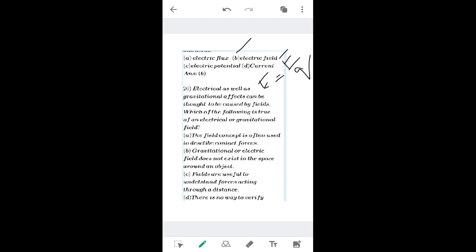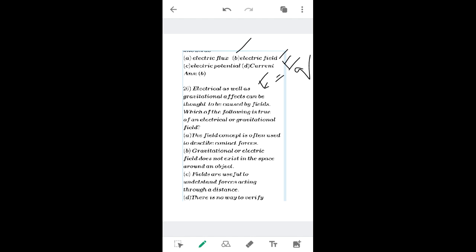So let us go to the 26th question. Electrical as well as gravitational effects can be thought to be caused by fields. Which of the following is true for an electrical or gravitational field? They have given the options, and you have to choose the correct one.